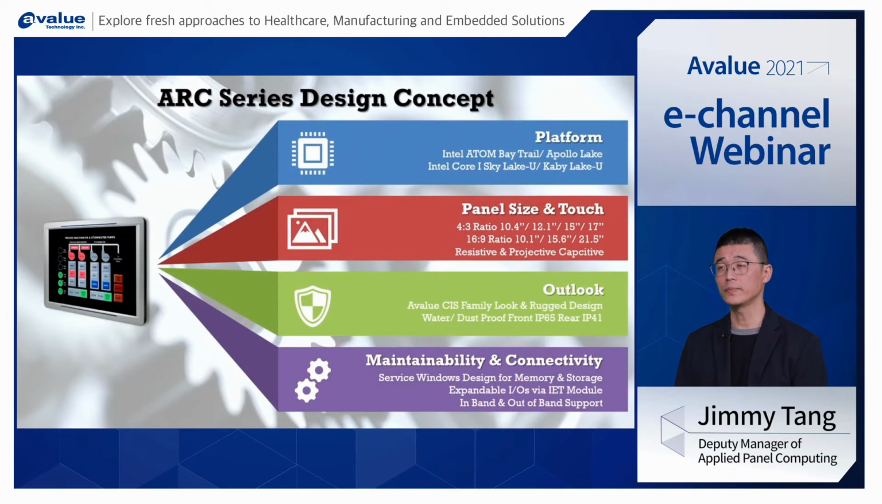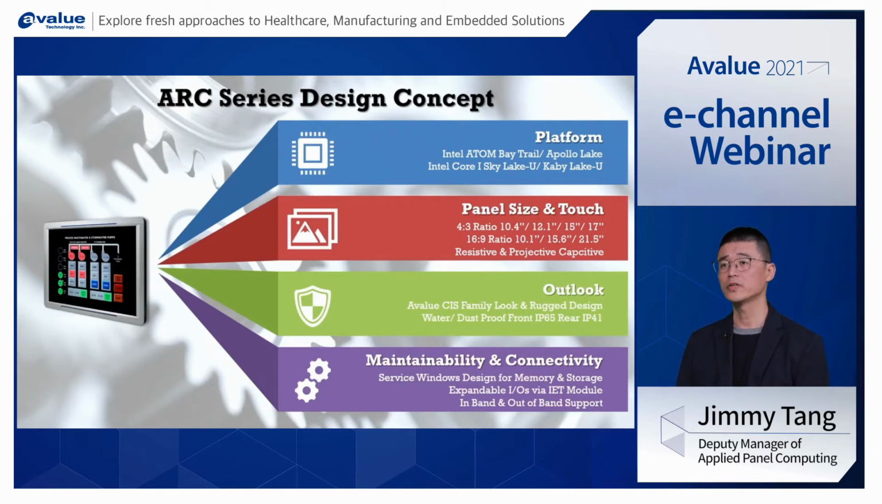Now, I would like to share our design concept for the ARC series. The first one is the platforms. For Intel CPUs, we cover the entry-level Bay Trail, Apollo Lake, and also the Core i series, Skylake and Kaby Lake U, low power consumption. For the panel sections, we cover 4:3 and 16:9 from 10.4 up to 21.5 inches. And for touch technology, we cover resistive touch and projected capacitive multi-touch as well.